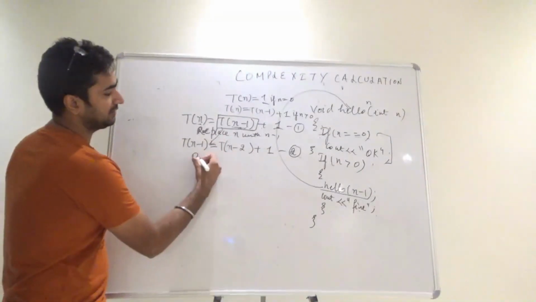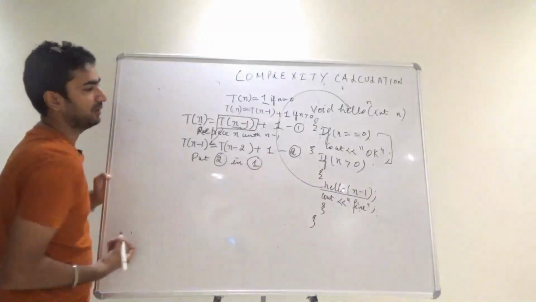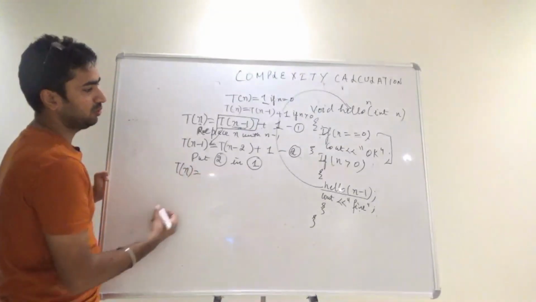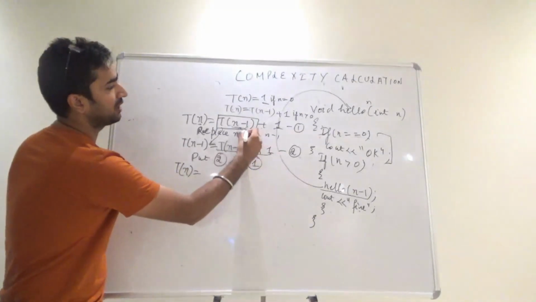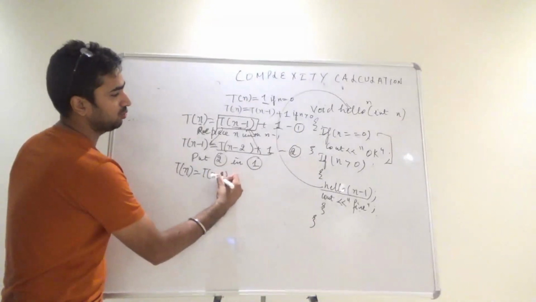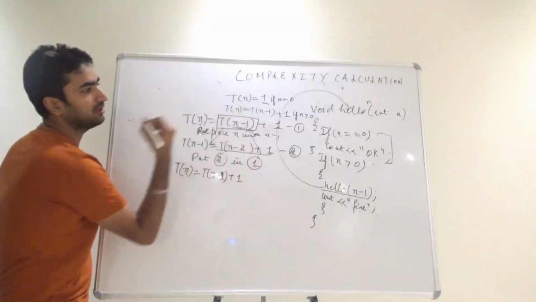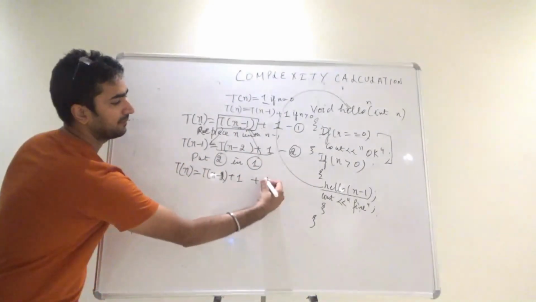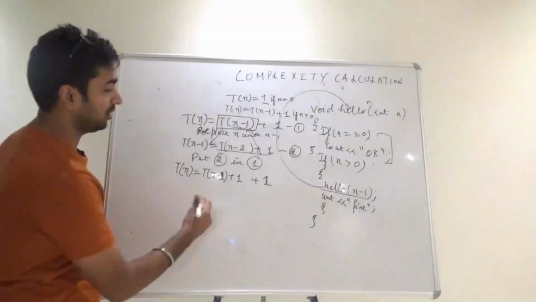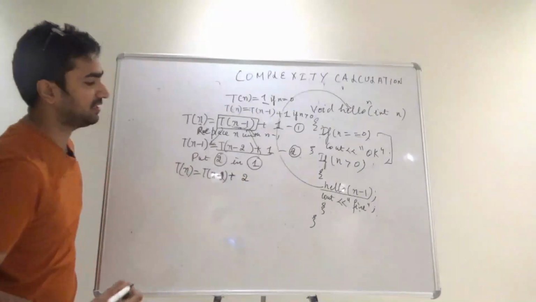So you can easily put this equation 2 into equation 1. What will you get? You will get T of n is equal to this entire value over here. You will get T of n minus 2 plus 1, this particular value, plus 1, right? So this is what you have got. You have got T of n minus 2 plus 2. Guys, just take a catch over here.